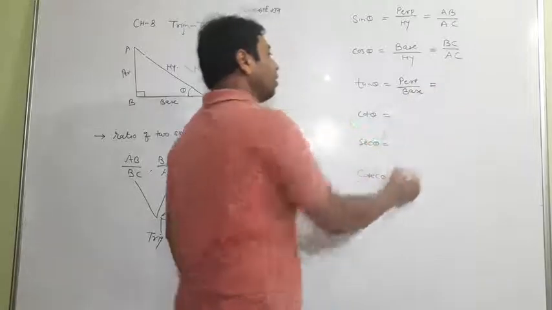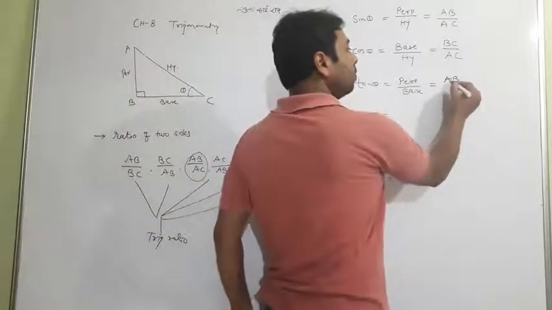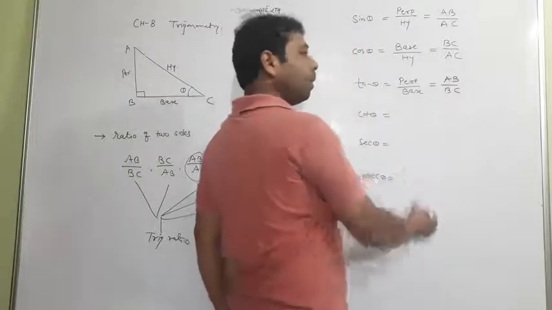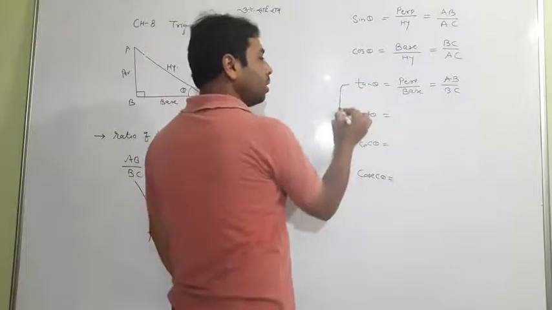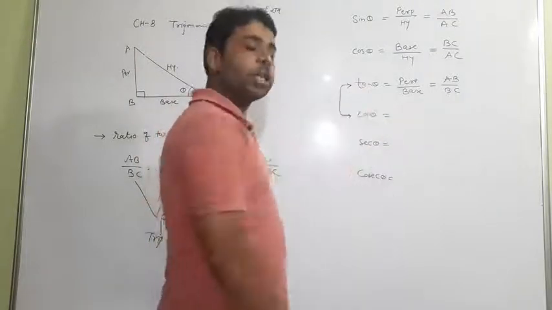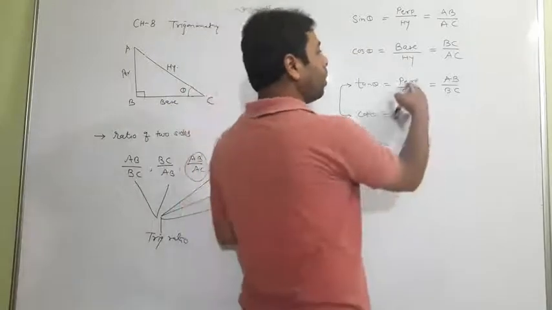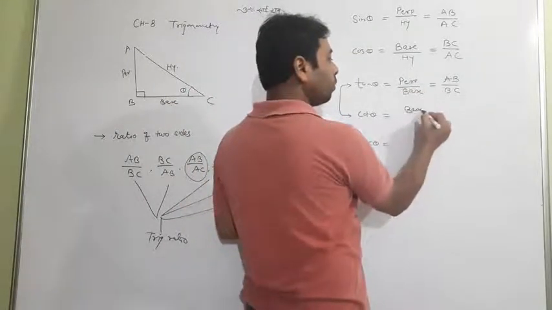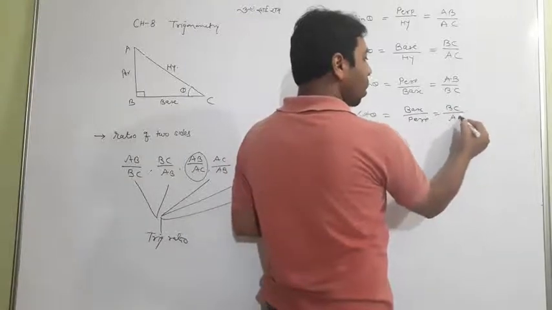What is perpendicular? It is AB upon BC. And further, it's in our favor. I tell you a trick that cot and tan are reciprocal to each other. Meaning it is a perpendicular upon base, it is a base upon perpendicular. Complete meaning is BC upon AB.